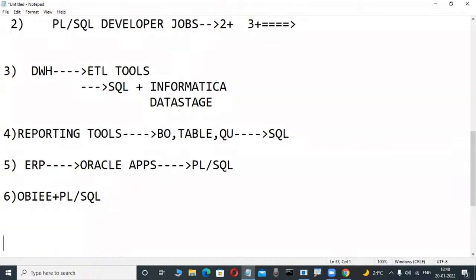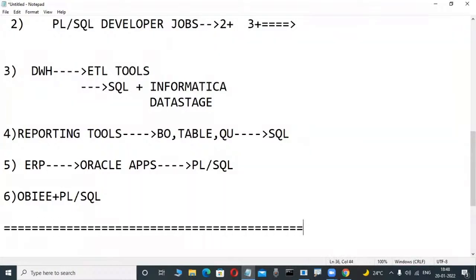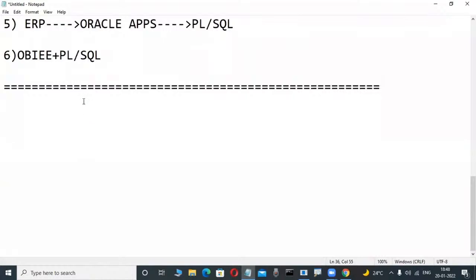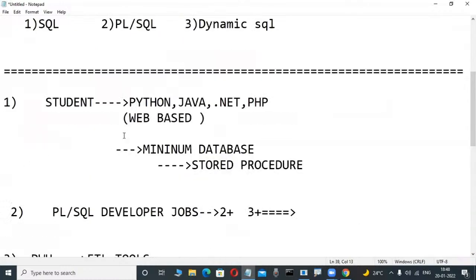Again, different persons: suppose you are not interested in the programming side, and you want jobs on the administration side. In that case, DBA courses are there: Oracle DBA, SQL Server DBA, MySQL DBA, database administration courses. These persons also need minimum knowledge before learning those courses. Minimum SQL knowledge is required, so they also learn these courses.